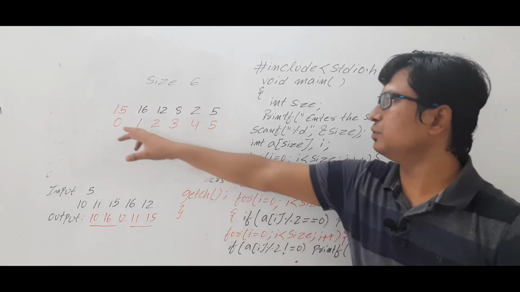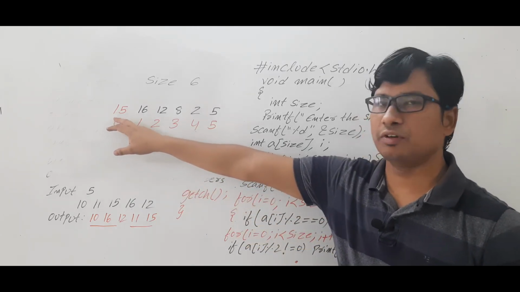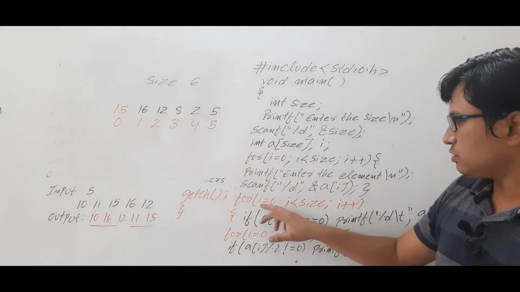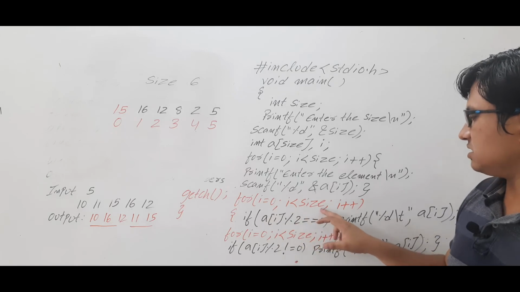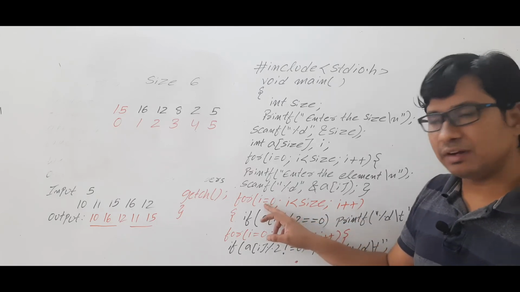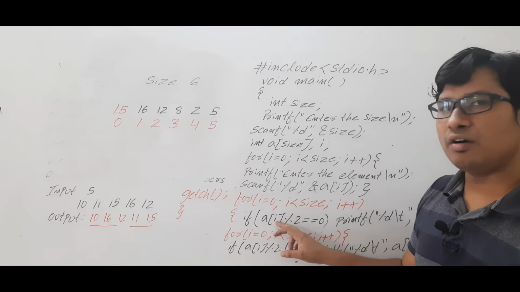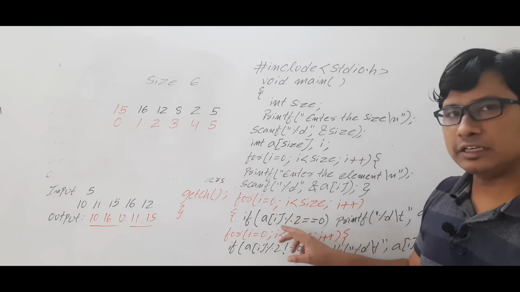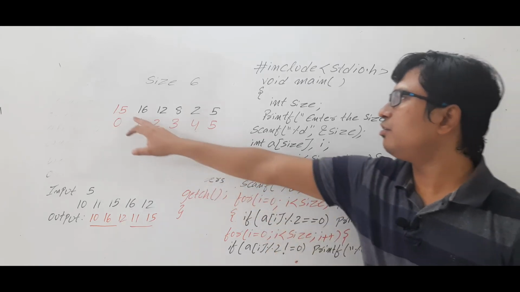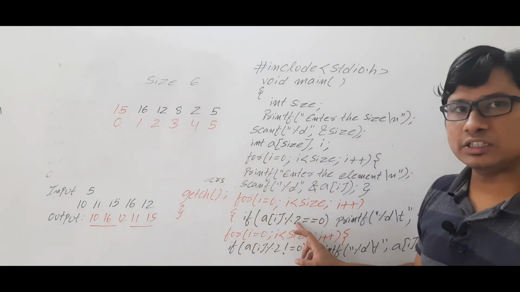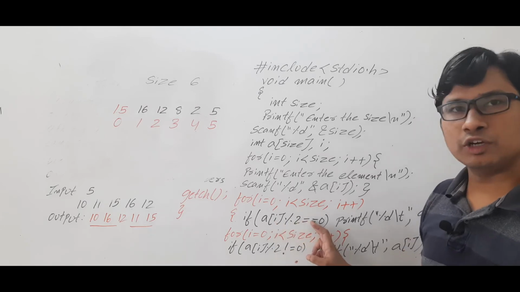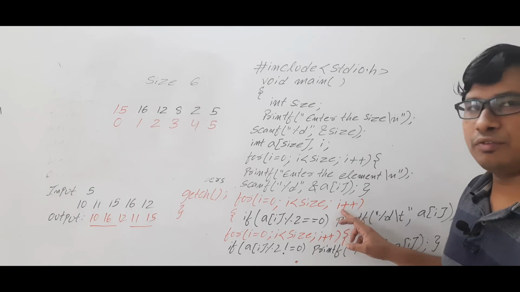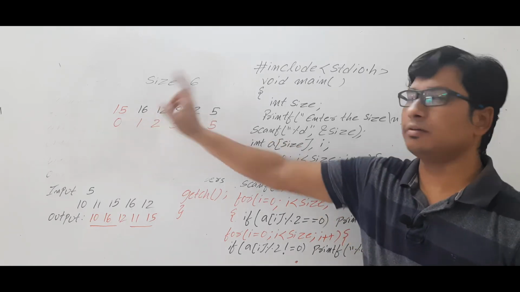First, you need to traverse the array from index 0 up to size minus 1, up to 5. So for i = 0; i < size; i++. Initially the i value is 0. So if a[0], see 0 is less than size, this condition is true, so we will execute this statement. a[i] is 15. 15 modulus 2, you will get 1. 1 is not equal to 0, so this condition is false. So you will not execute this statement. You will go for i++. The i value will become 1.